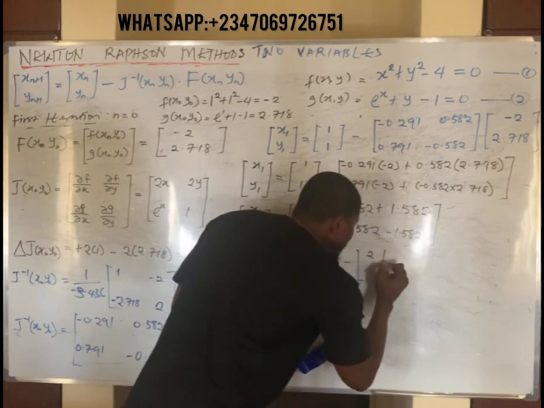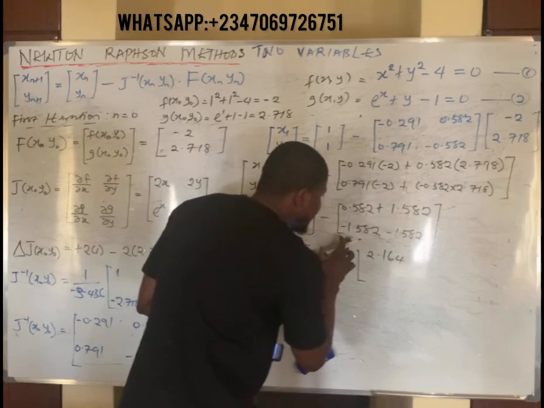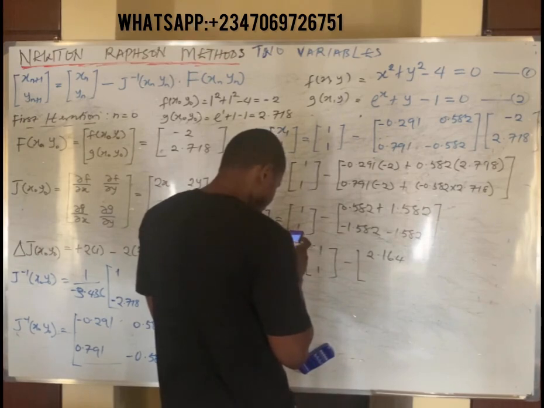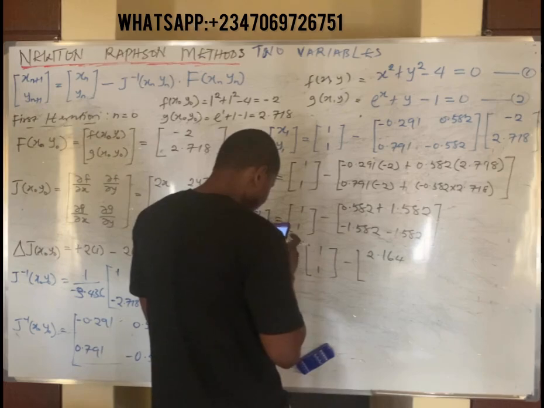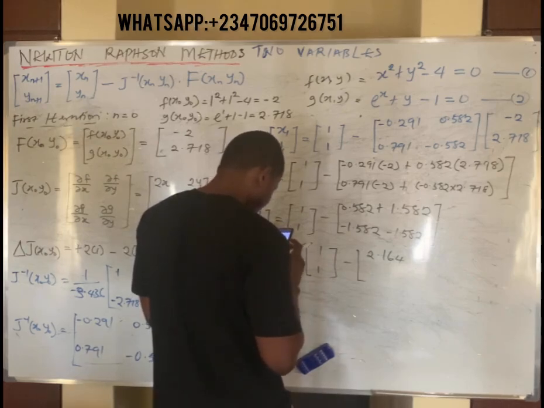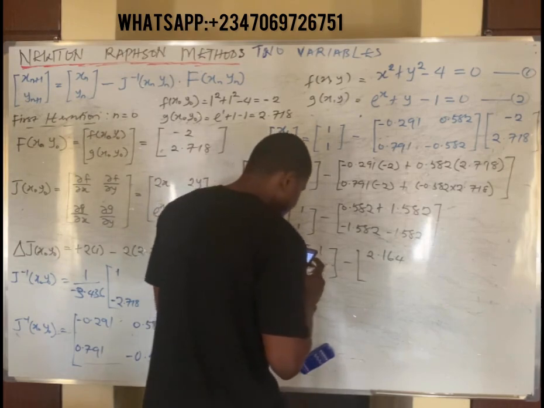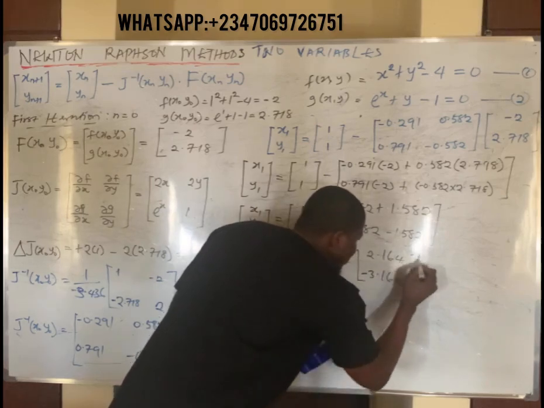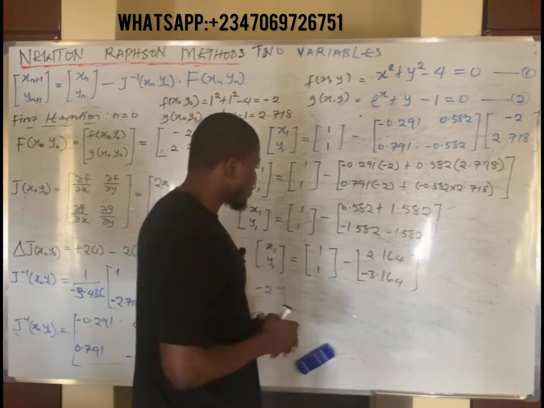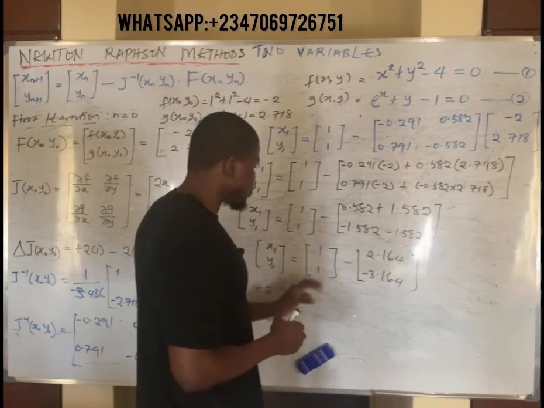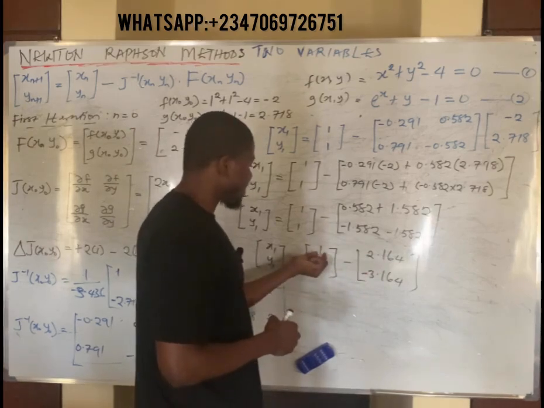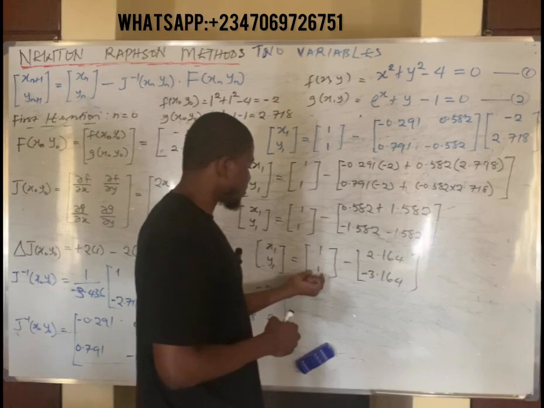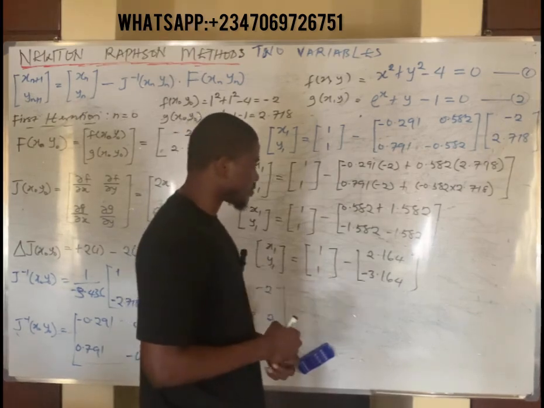Over here, I have negative 1.582 minus 1.582. That gives me negative 3.164. Okay. So you already know when two matrices are subtracting, especially 2 by 1 matrices, it means the first element in the first row subtracts the first element in the first row of the other matrix, and the second element in the second row subtracts the second element in the second row of the other matrix.